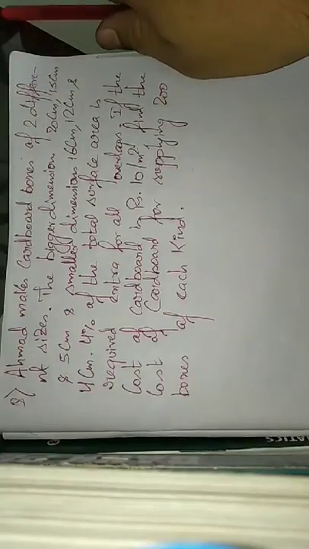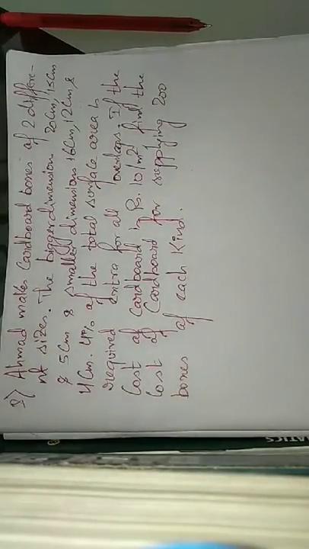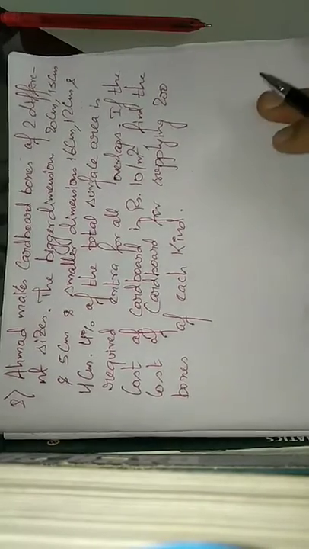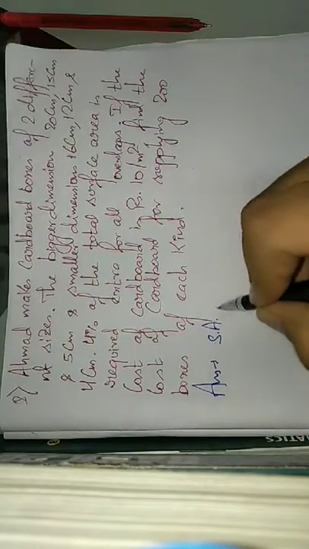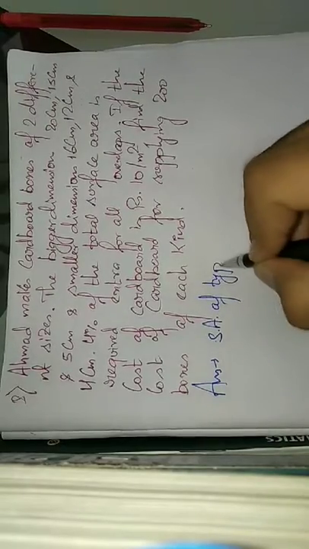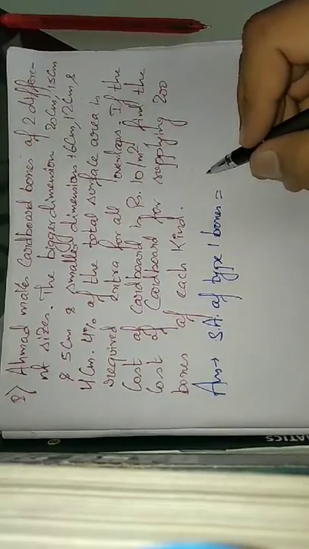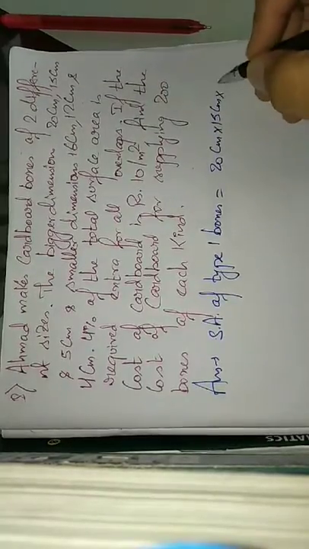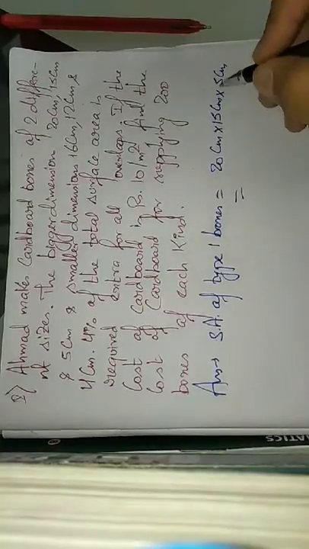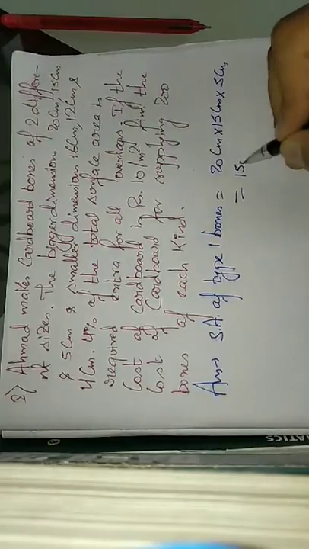So students, this being the question, let's take out the total surface area for both types of cardboard boxes, right? So answer, surface area of type 1 boxes is equal to, what is the given? 20 centimeter multiplied by 15 centimeter multiplied by 5 centimeter. 15 5s are 75, 75 into 2 is 150, 150 into 10 is 1500 centimeter cube.